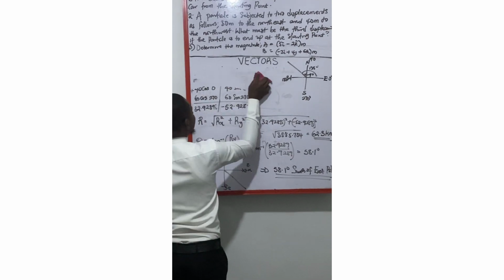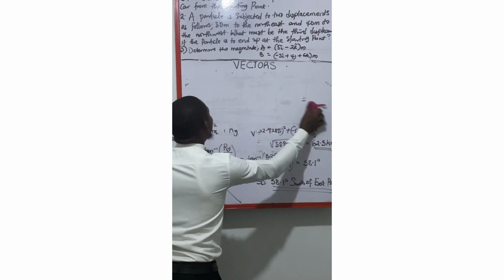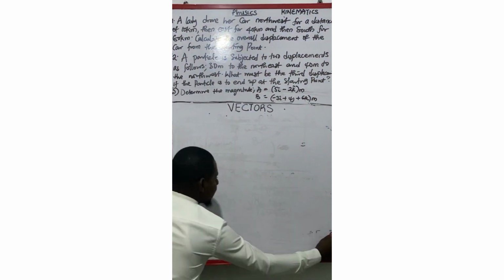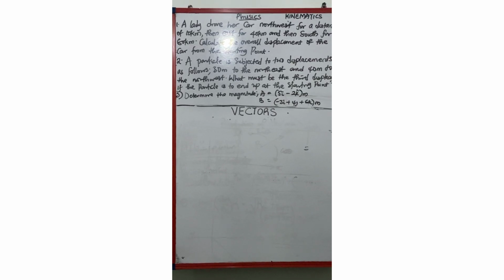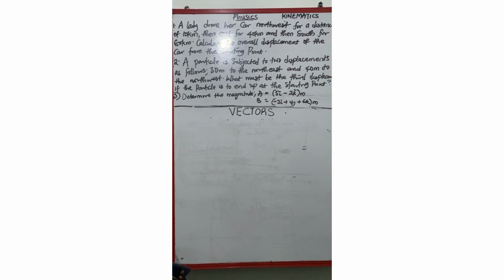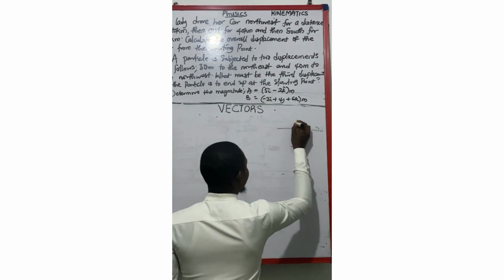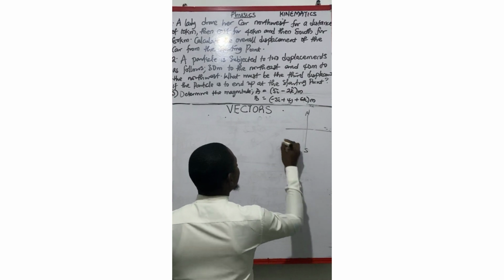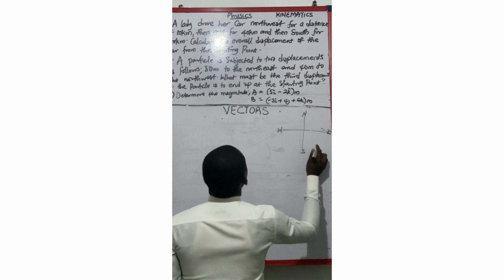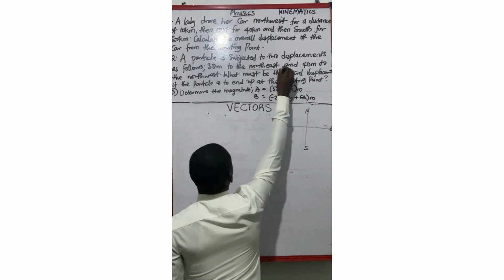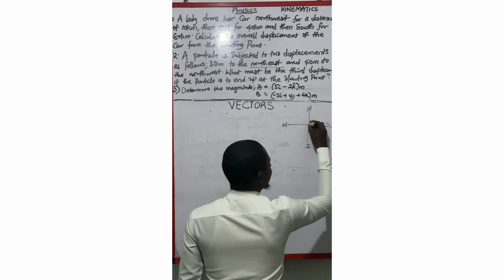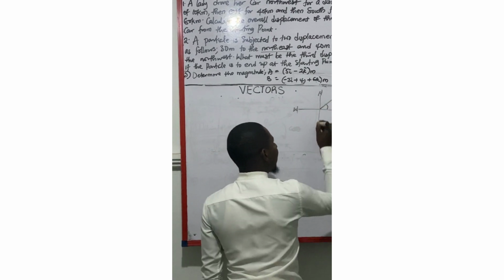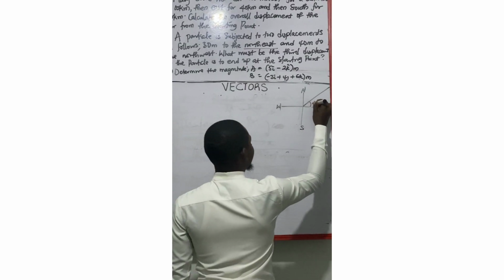All right, so the second question states that a particle is subjected to two displacements as follows: 30 meters to the northeast. So like I did before in the first question, this is north, this is our south, this is west, while this is what? East. So where will be northeast? It fell on this angle. Okay, so this is 45 degrees. Can you see that? 45 degrees.